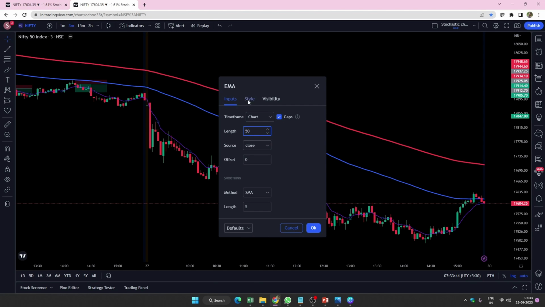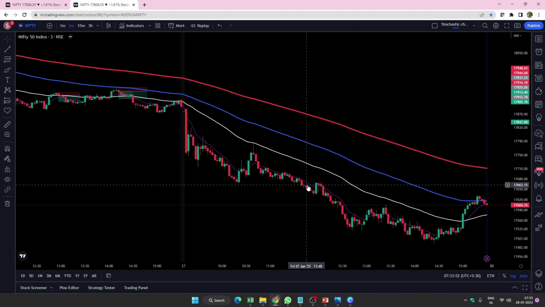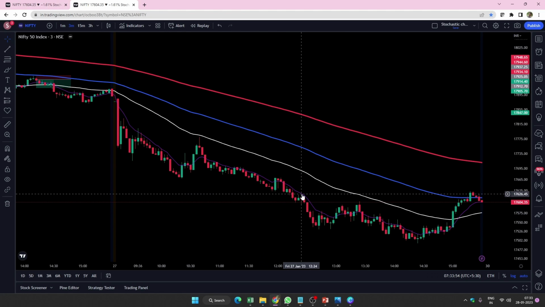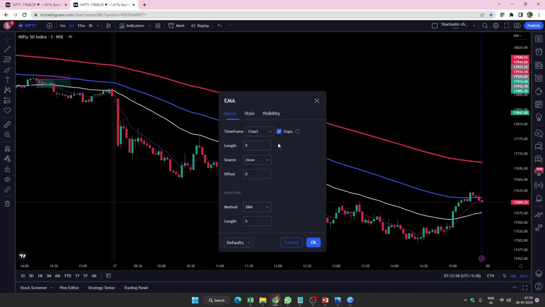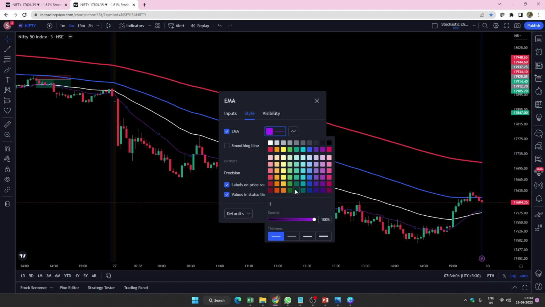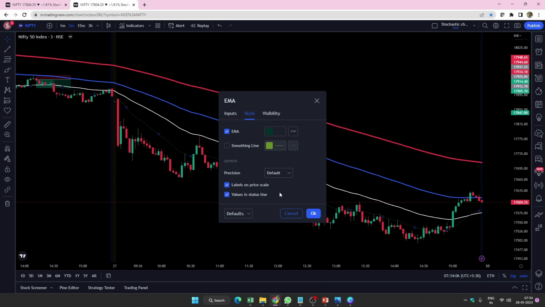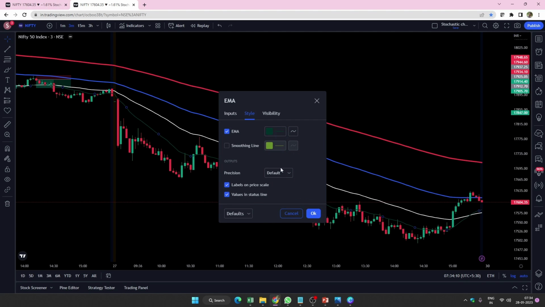Now I'm going to set it up for 50. Change the color, making it visible in white, and the thickness. Now doing it for the 20 EMA, changing the length and the color. Now the settings for the exponential moving average are ready.